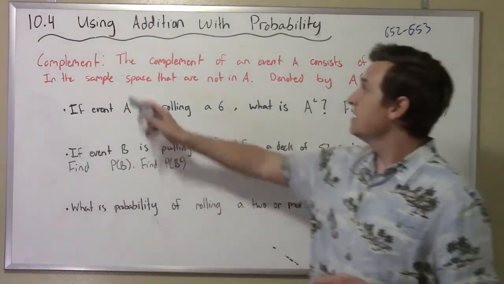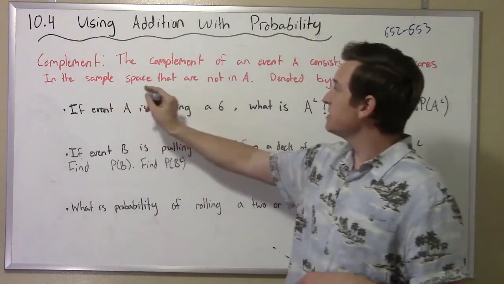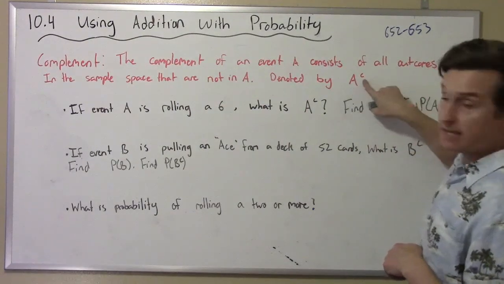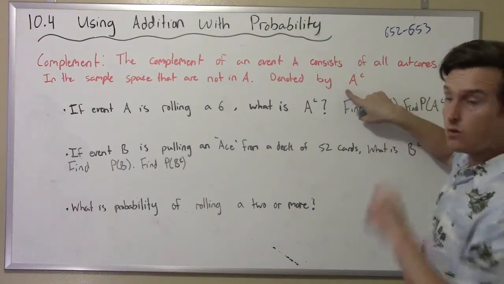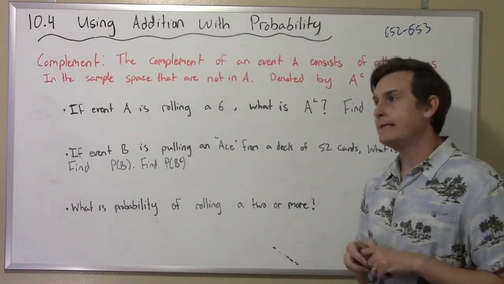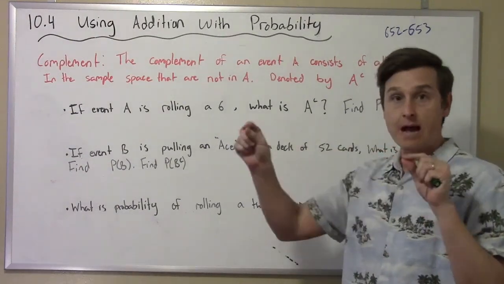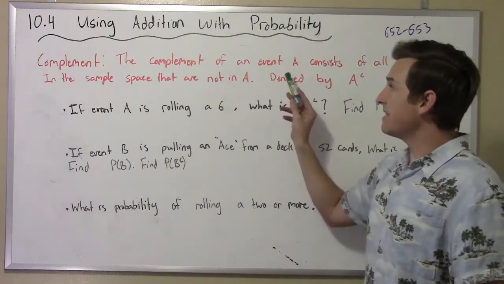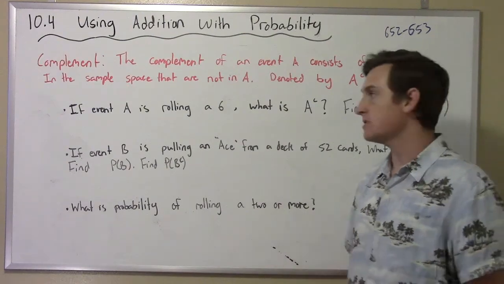This is what a complement is. The complement of an event A consists of all of the outcomes in the sample space that are not in A. You denote it A with a little superscript C, which almost looks like an exponent, and you say A complement or the complement of A. So if you think about probability for a minute, the probability of an event happening is all the ways that event can happen over all the possible outcomes in the sample space. Well, this is all the ways that the event can't happen, basically the rest of the sample space.